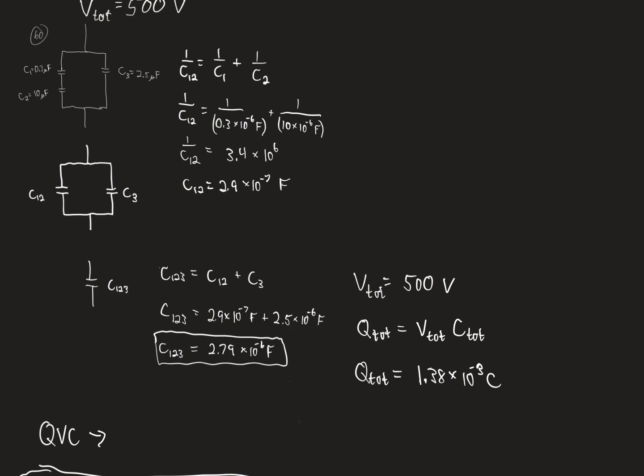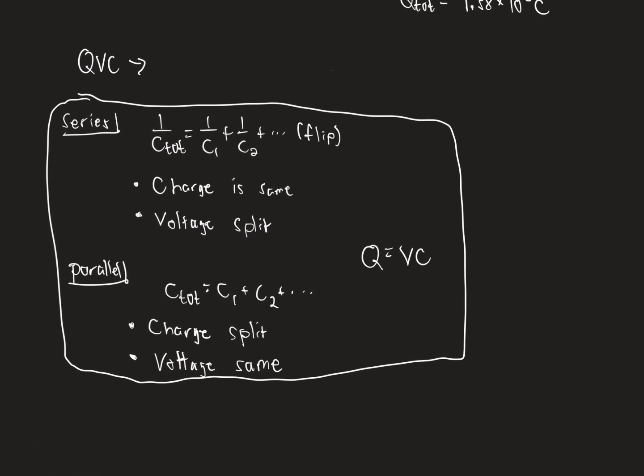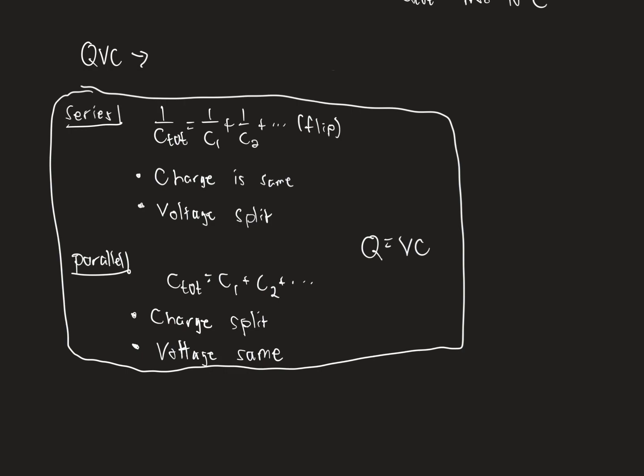Now what I'm going to do is go backwards, from this circuit up to this circuit. What changes from here to here? I go from one capacitor to 2 capacitors, and how are these capacitors connected? These are in parallel to each other. So let's look at my little guide, and look at parallel. In parallel, charge is going to split. Voltage is going to stay the same.